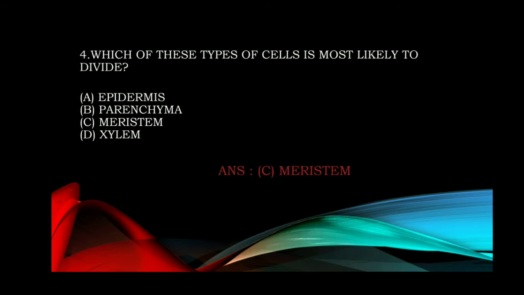Fourth question, which of these type of cells is most likely to divide? Options A, epidermis, B, parenchyma, C, meristem, D, xylem. So even though all these cells will divide, our question is what? The type of cell which is most likely to divide. So we know that meristems are the cells which are continuously dividing cells, right? Meristems are called continuously dividing cells. So the correct answer is option C, meristem.